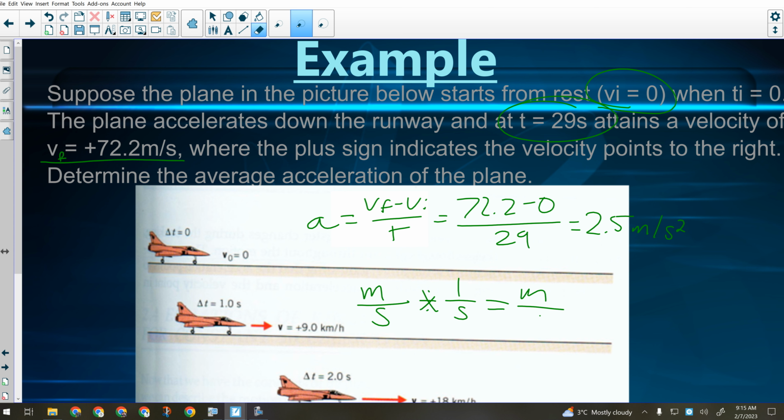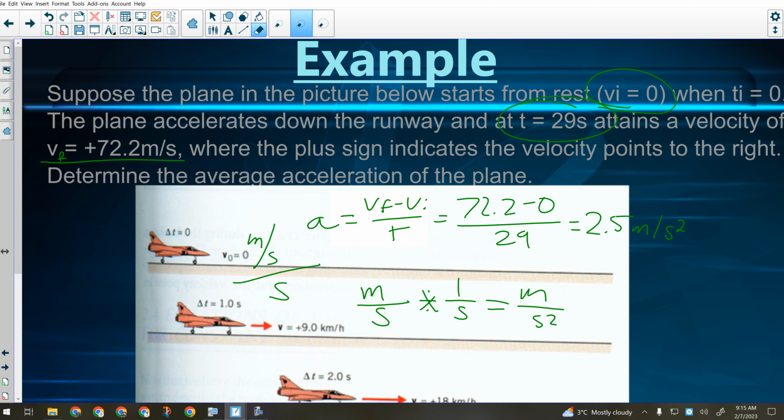Seconds squared. Okay? The other way you can look at this is if I divide meters per second by seconds, I get meters per second per second. In other words, the rate at which I change my velocity. If something is falling, it changes its velocity by 9.81 meters per second every second. Okay? We just say it meters per second squared because mathematically that's how it works out. Okay? But it actually means meters per second per second.